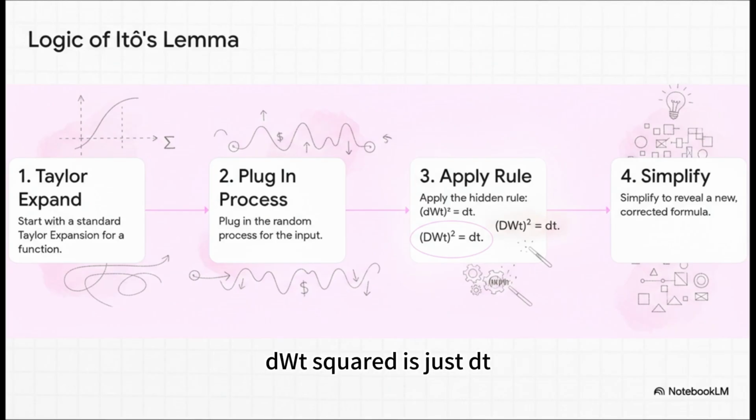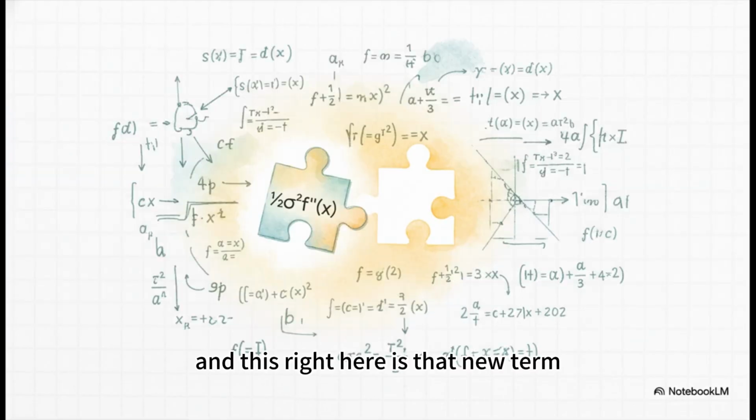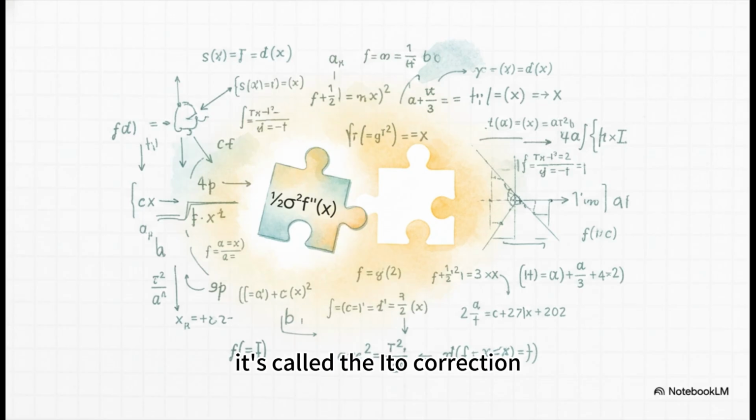dWt squared is just dt. And when he simplified everything, a brand new term just magically popped out of the math. And this right here is that new term. This is the heart and soul of the lemma. It's called the Ito correction.